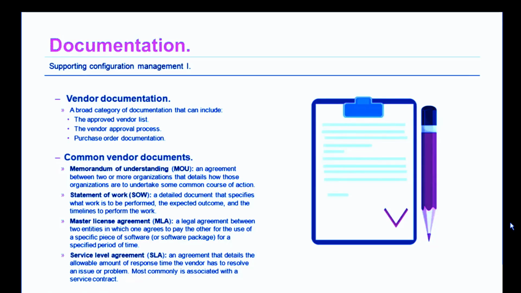Included in some vendor documentation is a Master License Agreement, or MLA. This is a legal agreement between two entities in which one agrees to pay the other for the use of a specific piece of software or software package for a specific period of time. Often, instead of being called a master license agreement, it is referred to as just a license agreement. Last up is the Service Level Agreement, or SLA. It details the allowable amount of response time the vendor has to resolve an issue or problem. Most commonly, it is associated with a service contract.